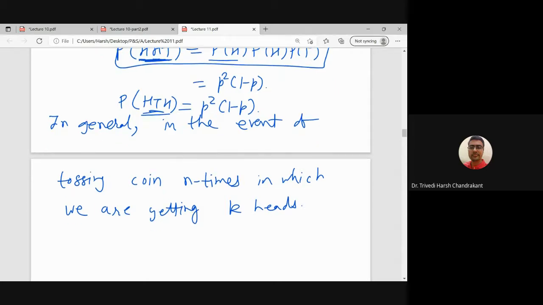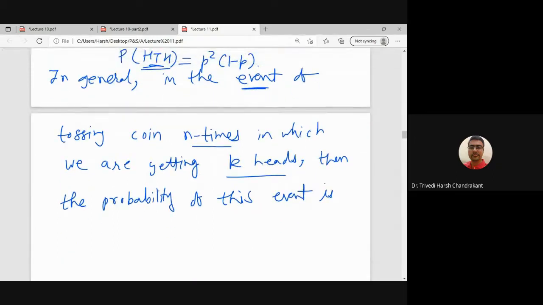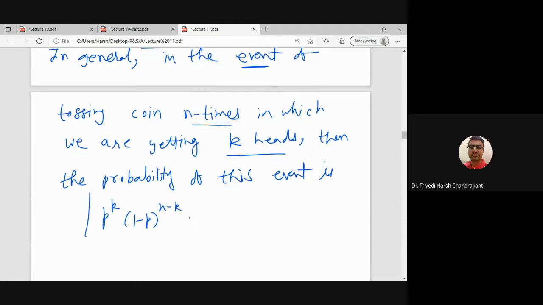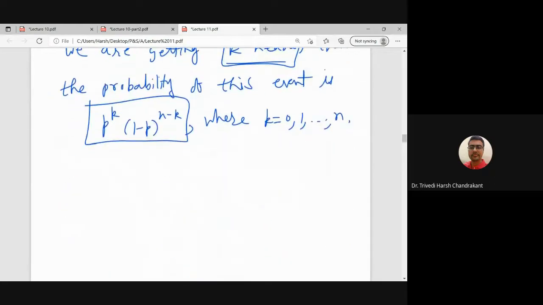So therefore we are saying that if we have any event of tossing a coin n times in which we have k heads, then the probability of this event will be the same. The probability of this event, here we are getting k heads, so that means p power k, and we get the other tails, so that means the probability of tail power n minus k. You can see that these terms are like binomial coefficients, where the number of heads can be either 0, 1 or up to n. Right? The number of heads in the experiment of tossing n times will be either 0, 1 or up to n.